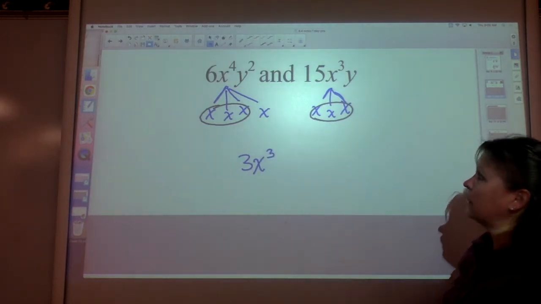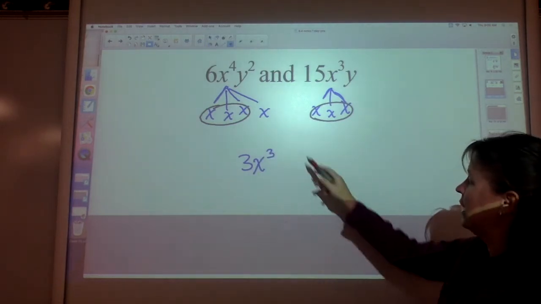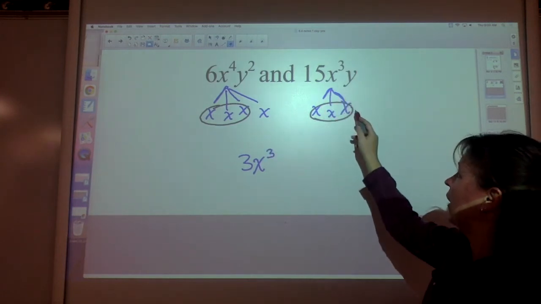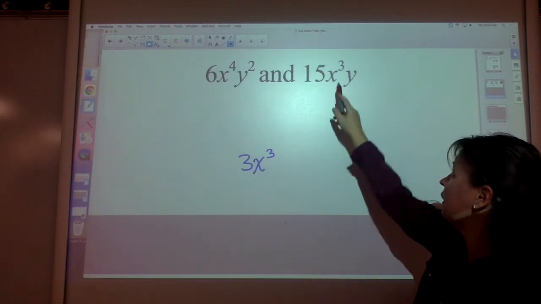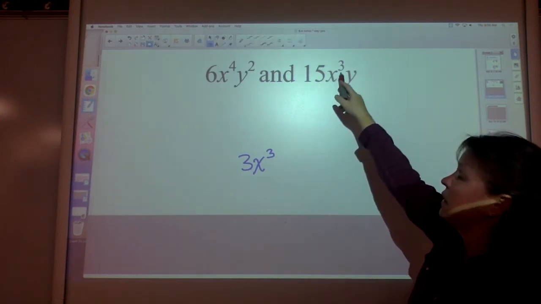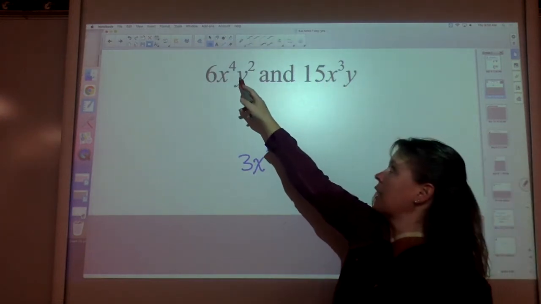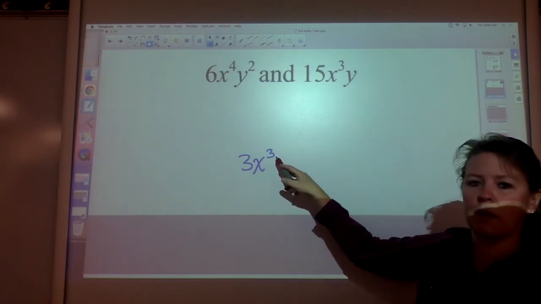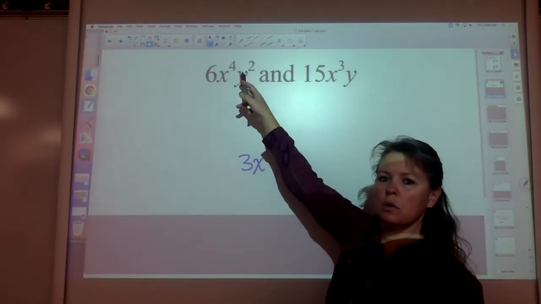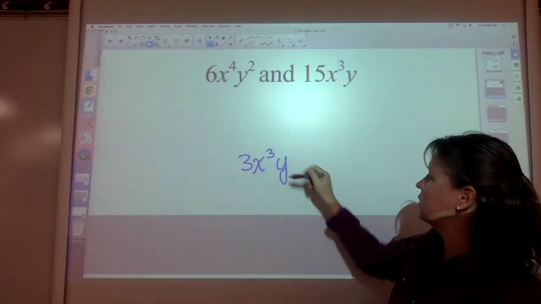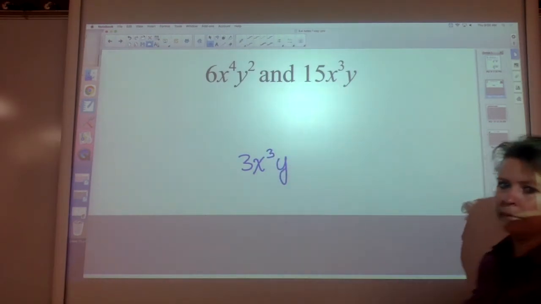But it's quicker to actually say they can't have more x's in common than they actually have. So the quicker way to do it is to say, what's the smallest amount of x's? This is x cubed. This is x to the 4th. They have at least 3 x's in common. How about for the y's? This one has 2, but this one only has 1. So they only have a single y in common.